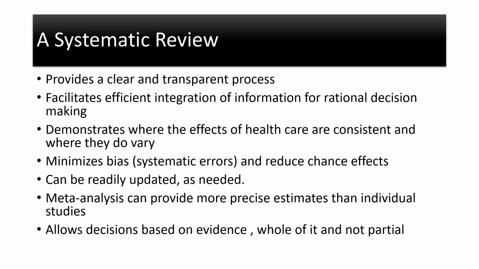So a systematic review provides a clear and transparent process. It facilitates efficient integration of information for rational decision making. That's what I was talking about. So you have the guideline, and you can make a rational decision, because it's important. Why is it important? Because in medical sciences, it's a matter of life and death. Or in taking public health decisions, or in marketing research, it is required to know what works in the market. So you don't want to waste your resources or cause any harm to anybody. So you need to have a very high quality of evidence.